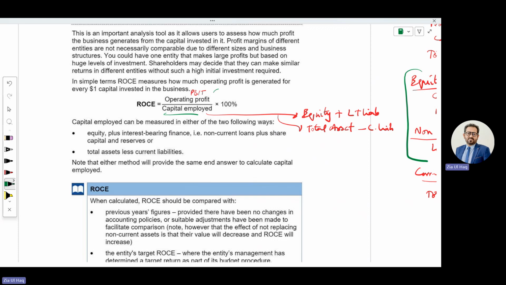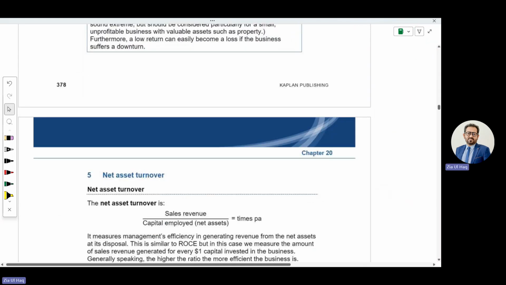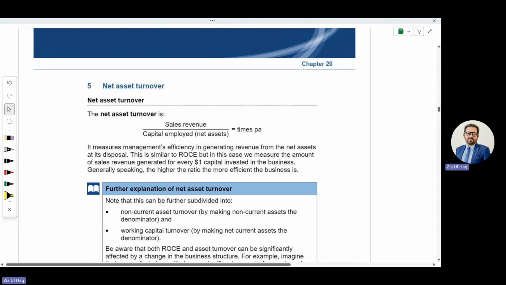So we have learned three profitability ratios: GP margin, operating profit margin, and return on capital employed. How to calculate GP margin? GP over sales into 100. Operating profit margin, operating profit over sales into 100, and return on capital employed, profit before interest and tax over capital employed into 100. How to calculate capital employed? Equity plus long-term liabilities. There is another profitability ratio called asset turnover ratio. What's the formula to calculate asset turnover ratio? Sales divided by capital employed.